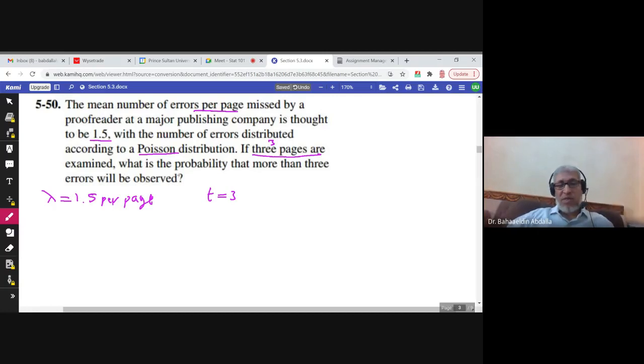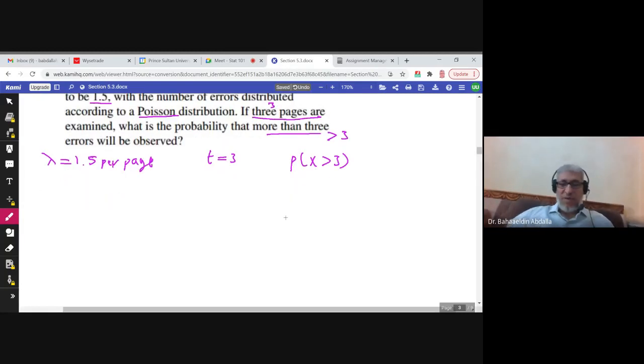What is the probability that more than 3, greater than 3 errors will be observed? So we need to find the probability of x greater than 3. Now, how to find it? We know it is the probability of 4 plus the probability of 5, but where to stop? We don't know, it doesn't end. So how to find the probability of x greater than 3?